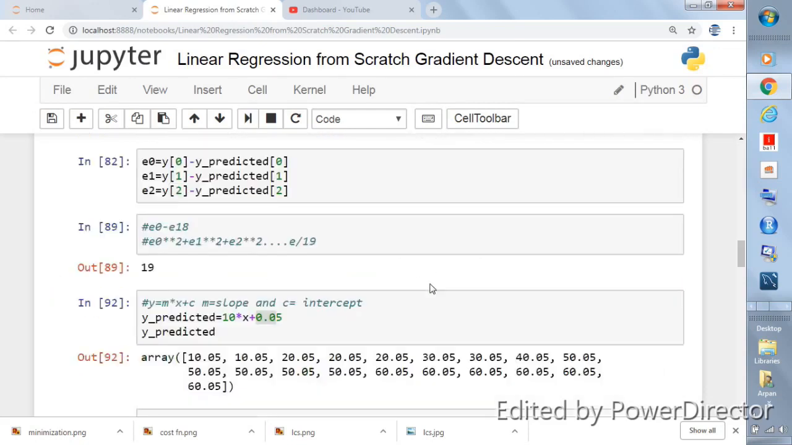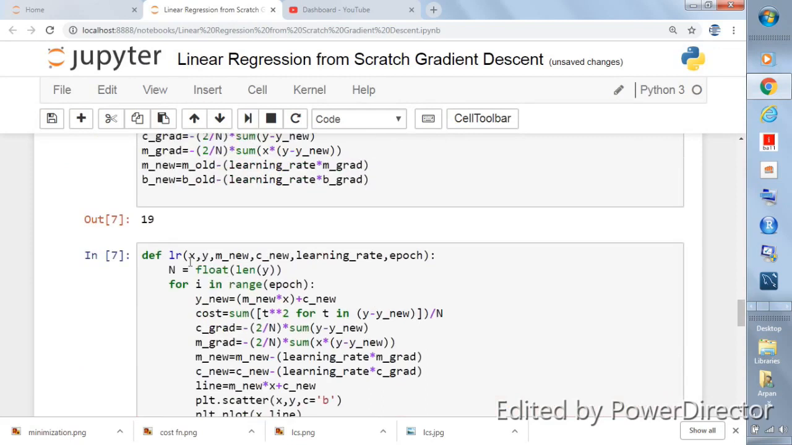So now let's go to the coding part. We are defining a function with the name LR. We are feeding in x and y, that is the data. Given x, what are the values of y? We feed in the random value of slope m and the random value of c. We give some learning rate, which lets you choose how fast the algorithm should learn. That shouldn't be very high, shouldn't be very low. That depends on your case and the data, so you have to try it out.